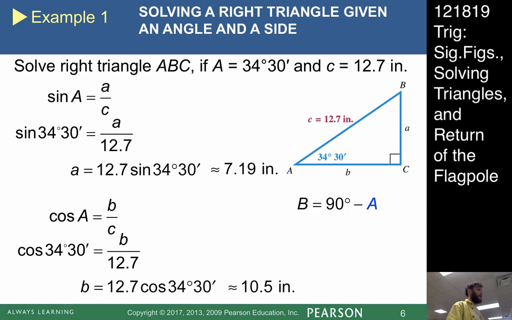All right. And then finding B is easy. We just do the math the way we did it before.